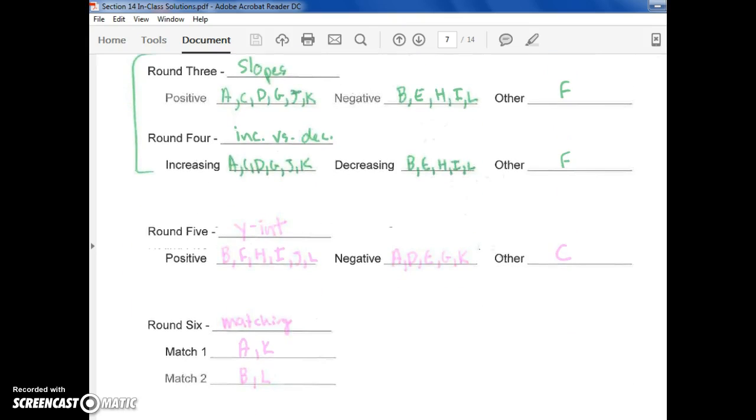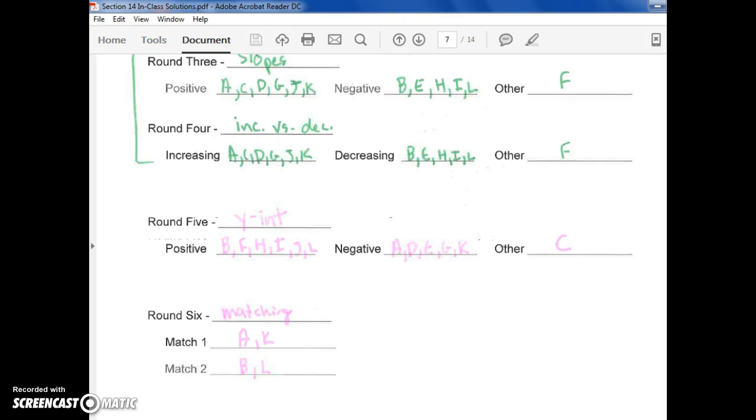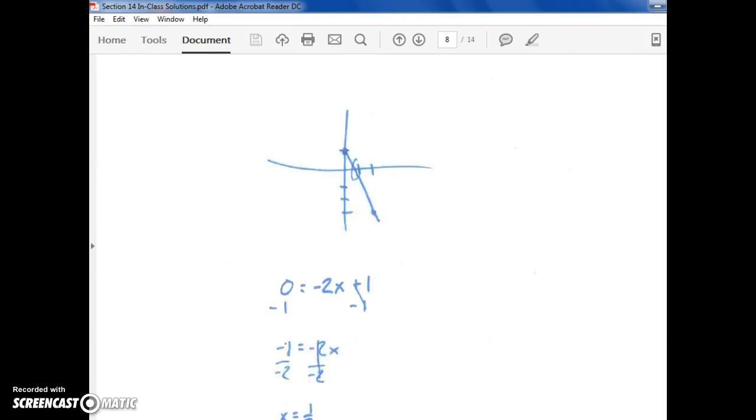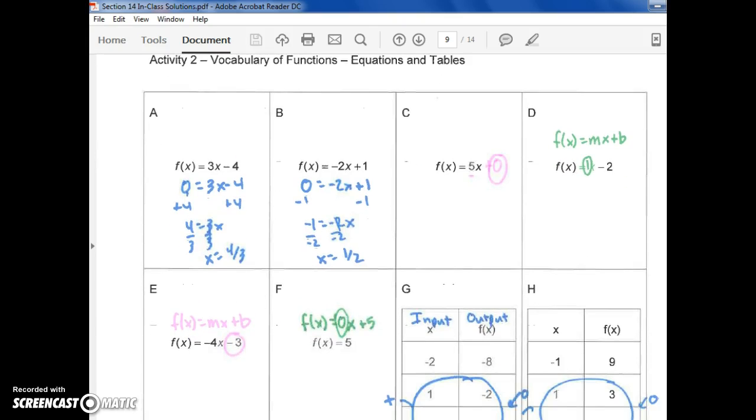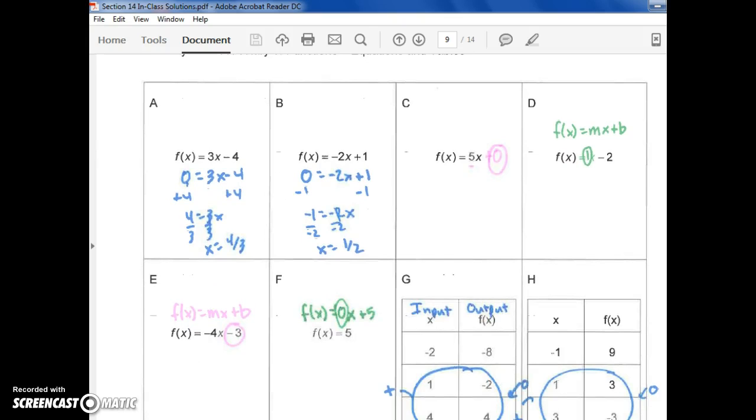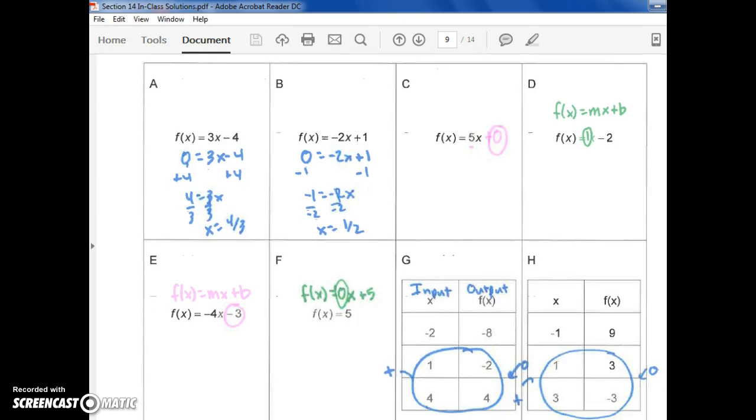And then the last round, round 5, we're asked to find the y-intercept of the graph. So in other words, we want to know where does this graph cross the y-axis. So let's take a look at the different representations and how we actually find those. So in round 1, again, we're looking for the x-intercept. So we have a lot of these different representations here.